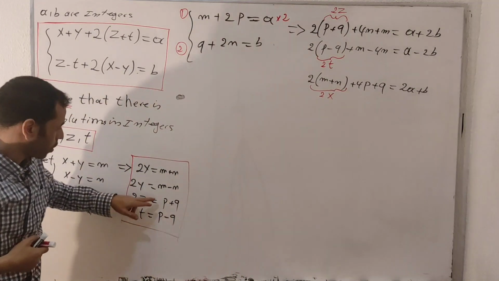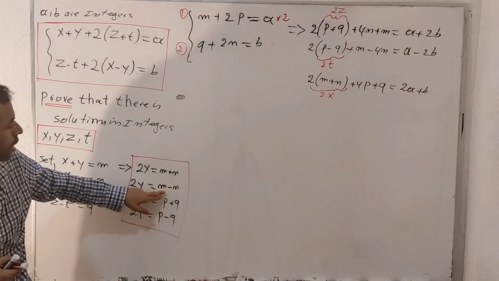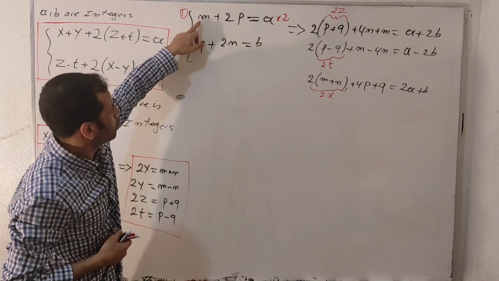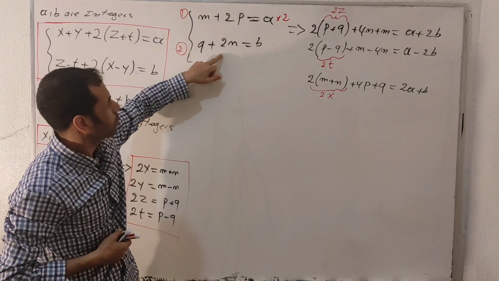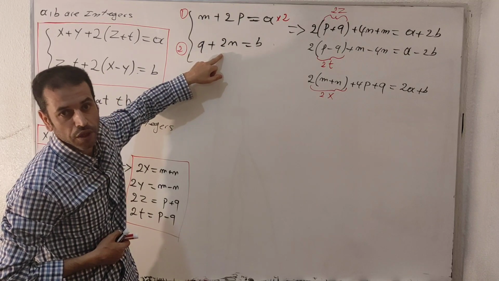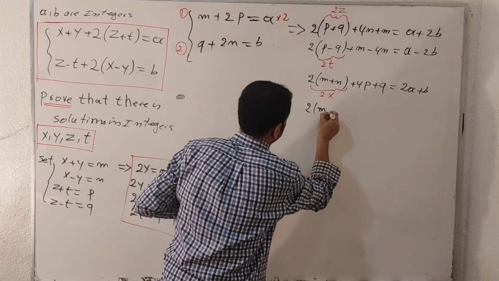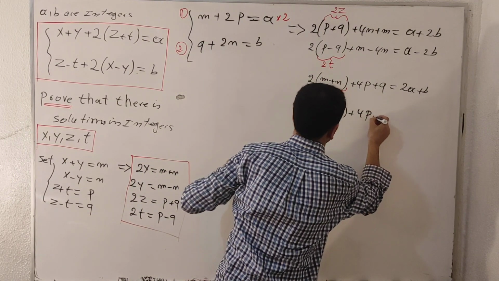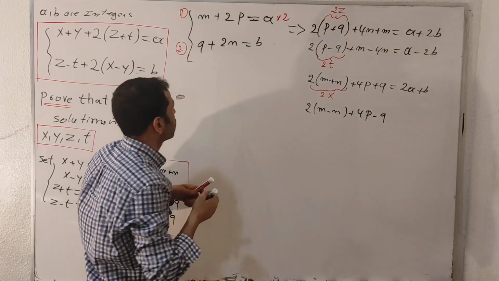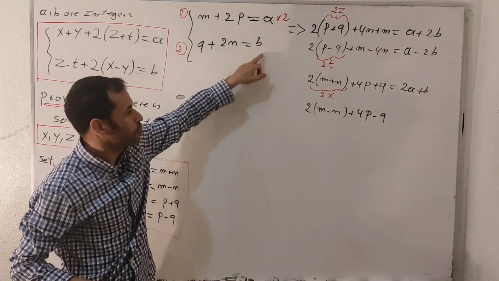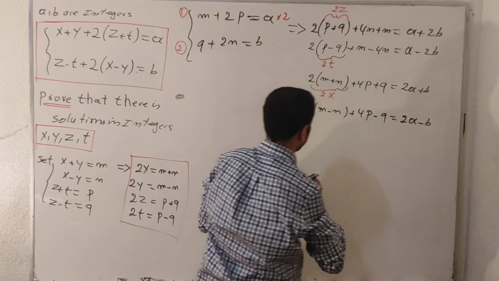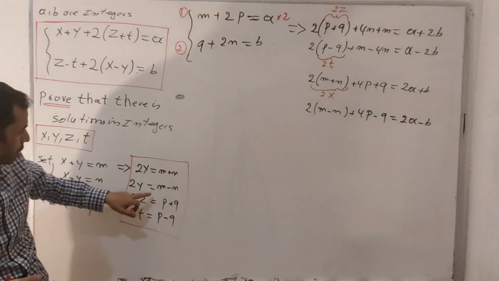I'm going to look for m minus n. In order to get m minus n, I'm simply going to multiply this one by 2 and subtract the second equation. So 2 times m minus n plus 4 times p minus q. The right hand side of this equation becomes 2a minus b. Also I know m minus n equals 2y.